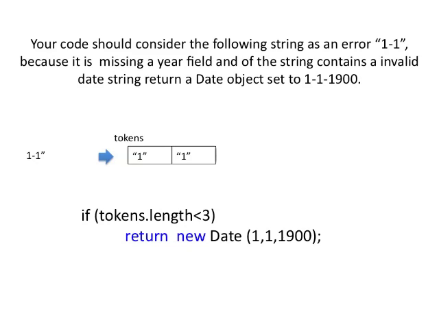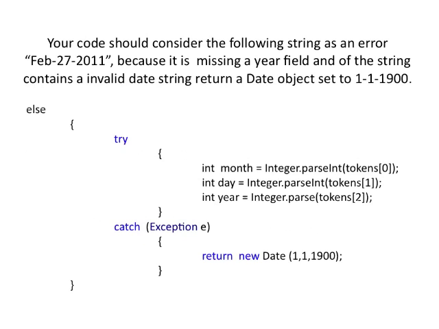So what are you doing here when you write your if statement? You're checking to see if there's at least three tokens, one for month, one for day, and one for year. If you don't have three items, you know it's an error, so you're returning a new date object, 1-1-1900.